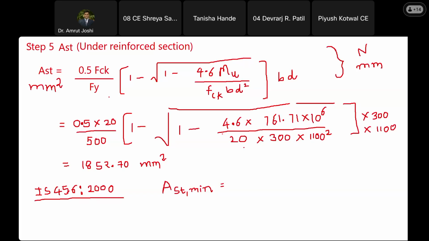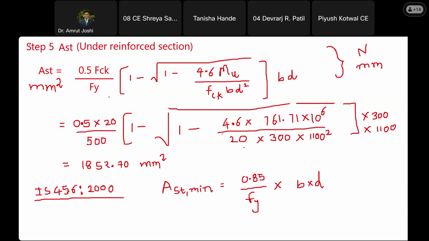Are you able to see the whiteboard? Yes, sir. So AST minimum. What is AST minimum? It is 0.85 upon FY multiplied by BD. So B into D.